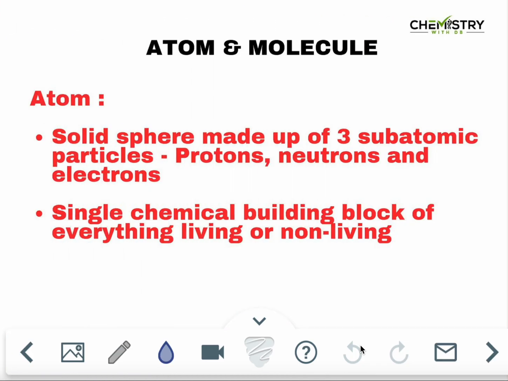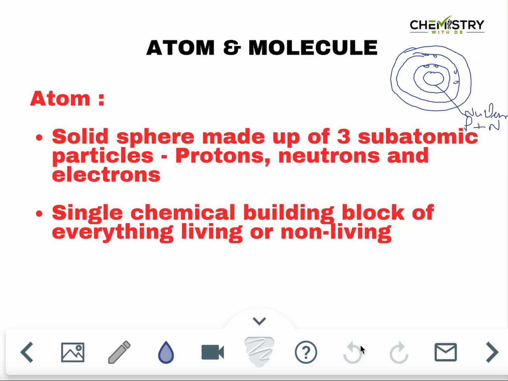So an atom, basically it's a solid sphere like a ball, 3D structure, and that is made up of three subatomic particles. So if we see this is the atom, then here is your nucleus, and the nucleus contains protons and neutrons, the subatomic particles, and then around the nucleus we have these shells, and the electrons are present in these shells. Okay, so this is the structure of an atom.